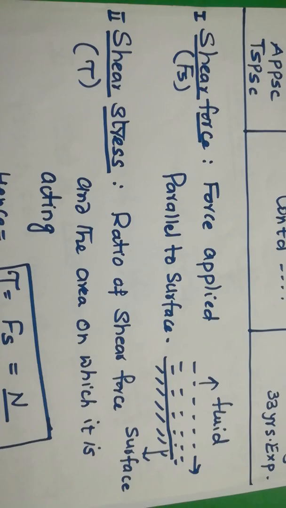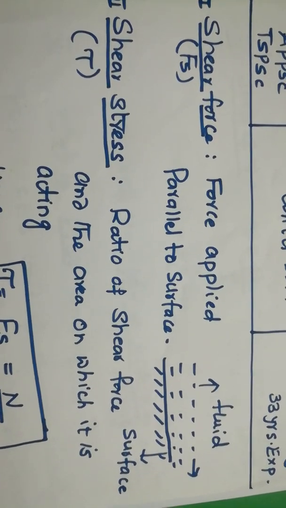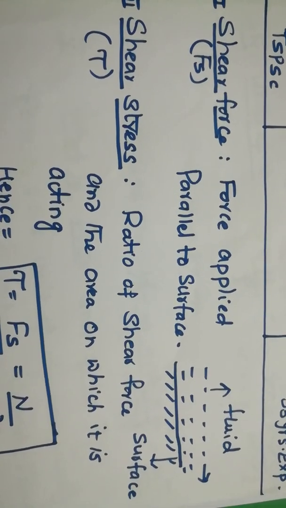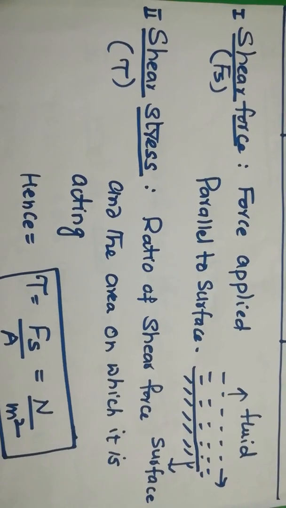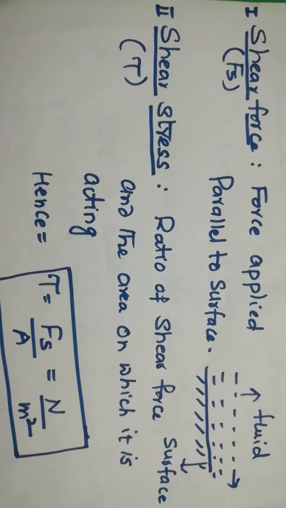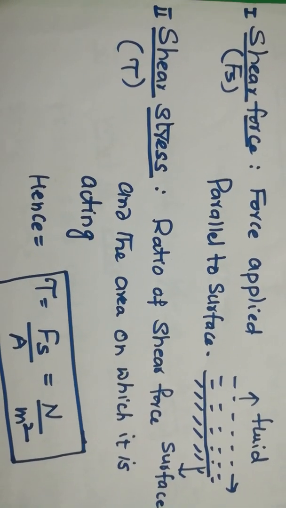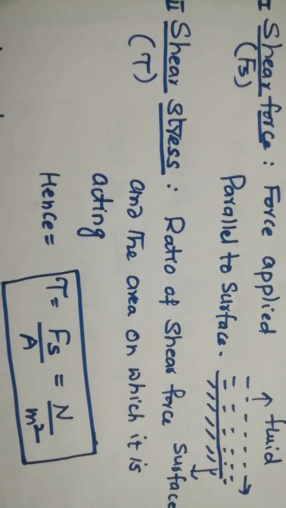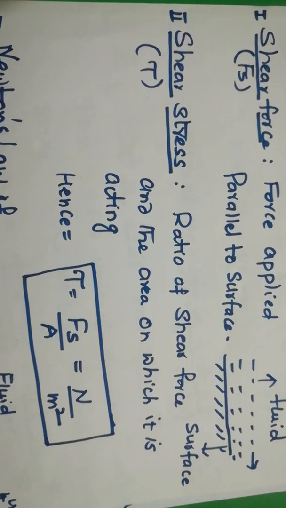Shear force is the force applied parallel to the surface of the flow. For example, a fluid is flowing over a surface, it will be flowing parallel to the surface, so it will try to shear off the surface. Now, shear stress is the ratio of the shear force to the area on which it is acting. We know that any fluid has some mass, it is getting accelerated over the surface, so it will cause some force, and because it is flowing over a surface of some area, it will try to cause shear stress. So the ratio of shear force and the area on which it is acting is shear stress.